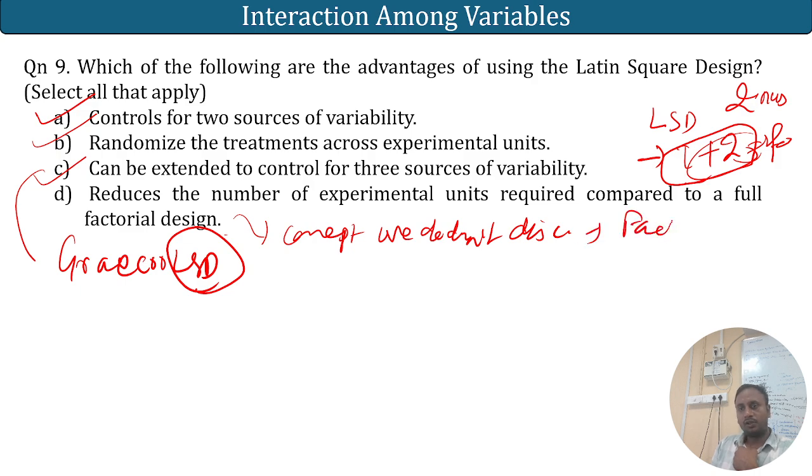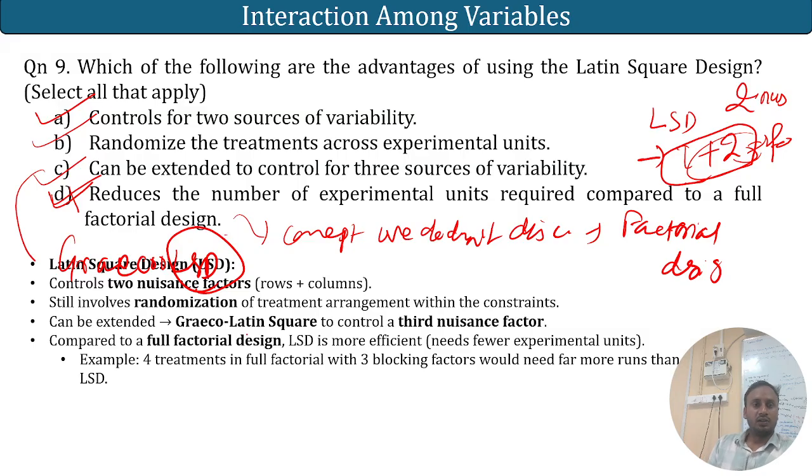It's part of factorial design. And in this case, we can actually reduce the number of experimental units compared to the factorial design. Once we see the factorial design, I will explain it, and I'll come back and explain this also. Okay. So it's a four, all are correct.